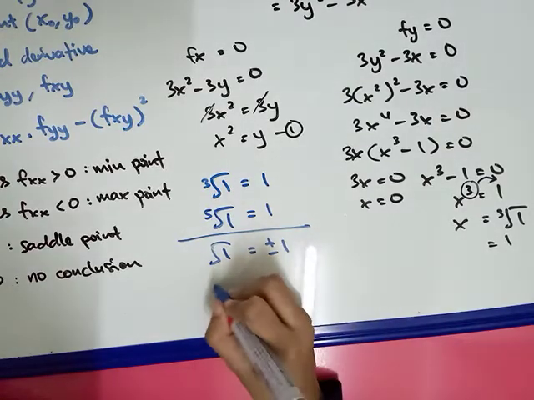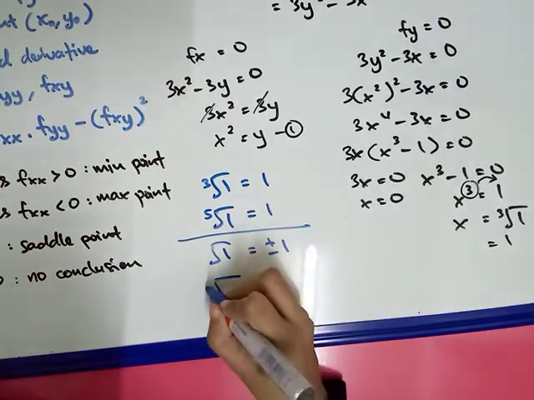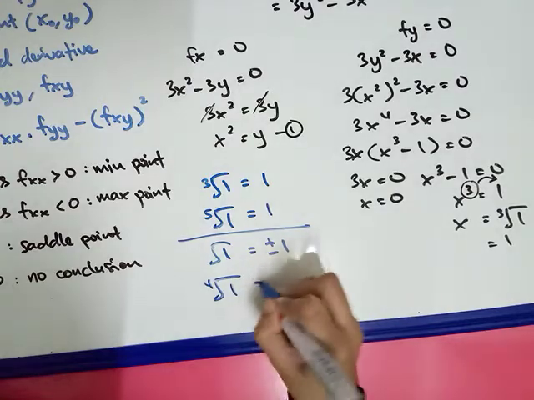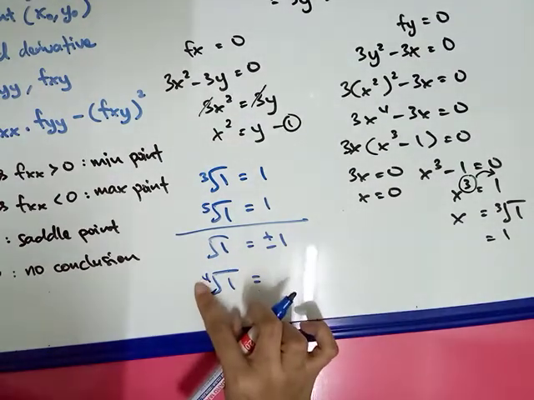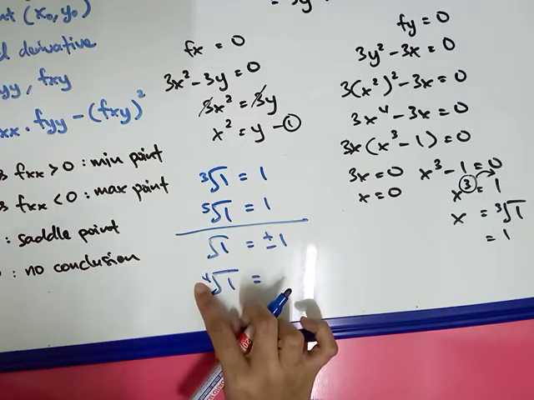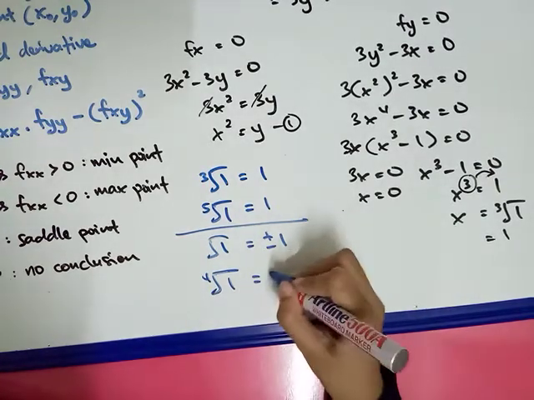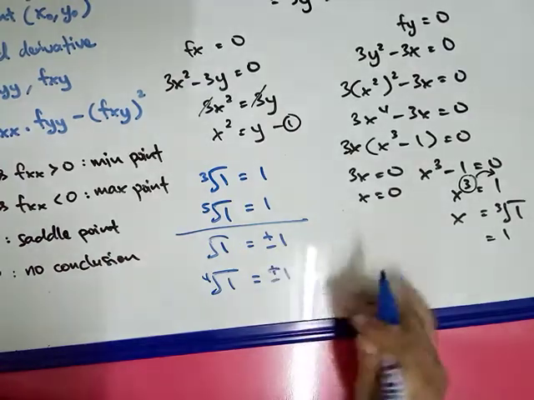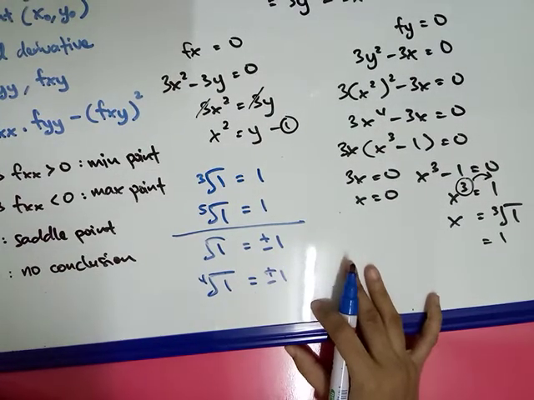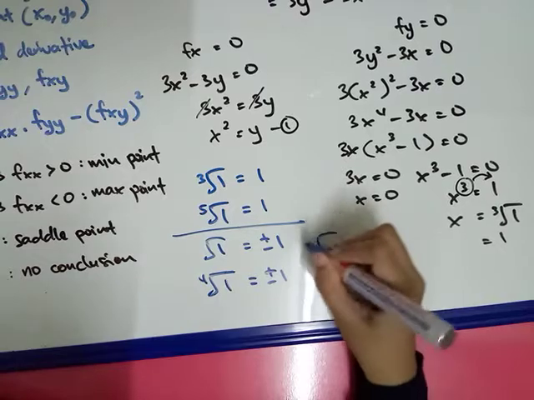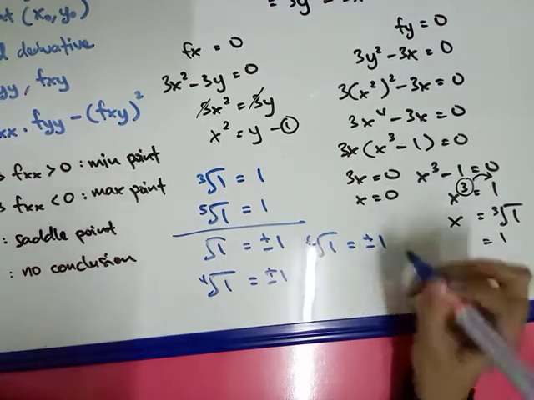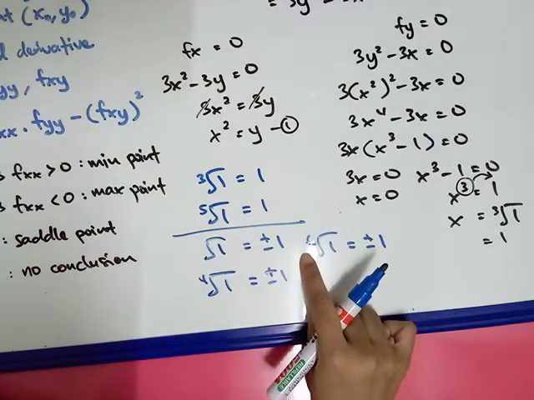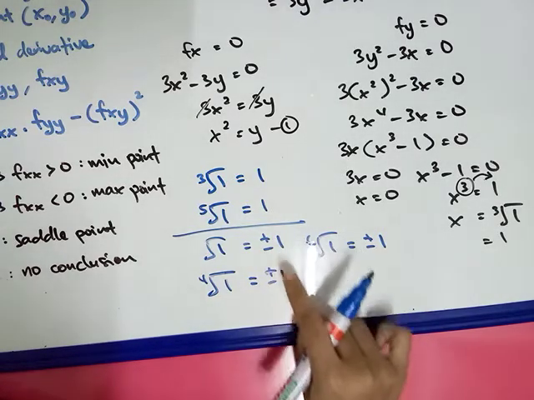Okay, I give you another example. If you have root 4 of 1, this one is genap, right? 4 is genap, it is even. So the answer is positive, negative 1. If root of 6, positive, negative 1. Root yang genap, the answer is positive, negative 1.